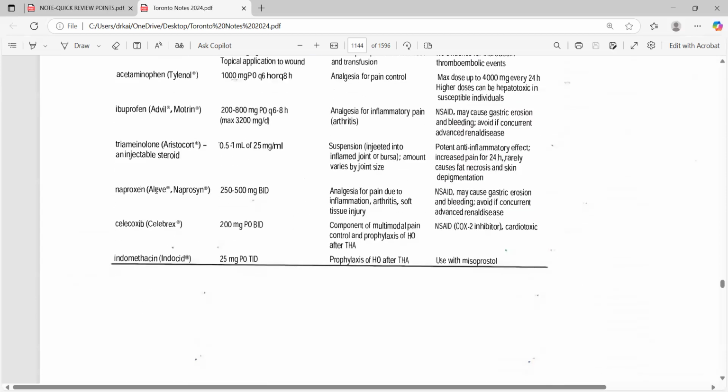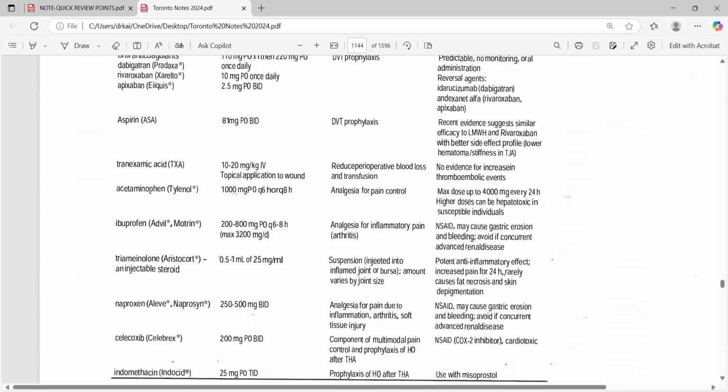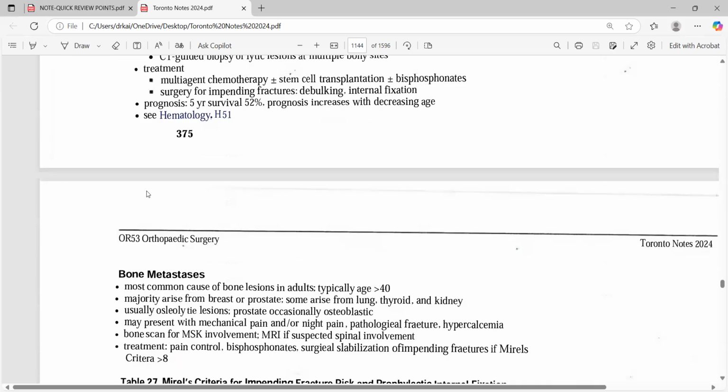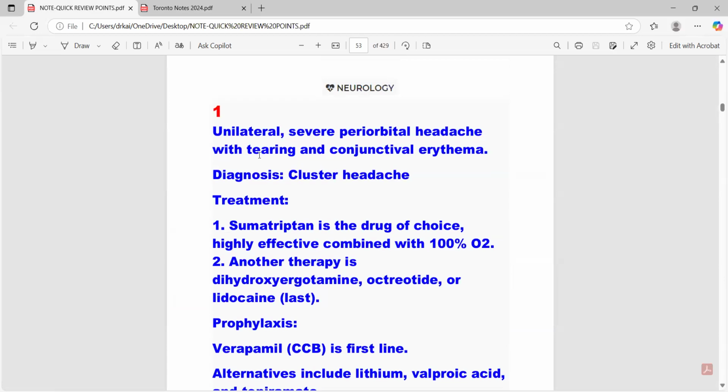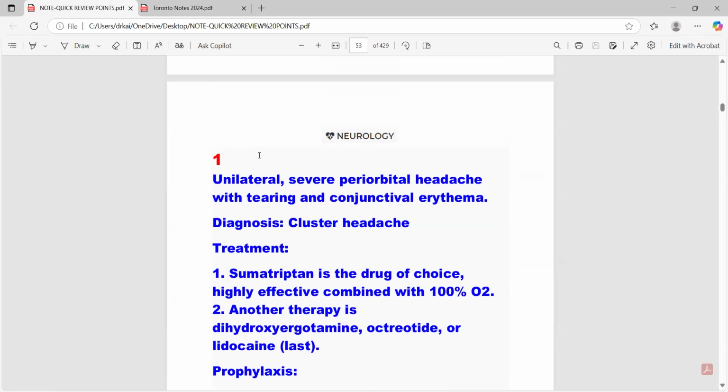So that's about it. Now we're going to start the neurology part, then we will go back to emergency medicine. So here are some quick review points. I don't know how long ago it was made, so it will just give you a quick read about what the important things are and what you have to do from neurology. I will share this PDF.